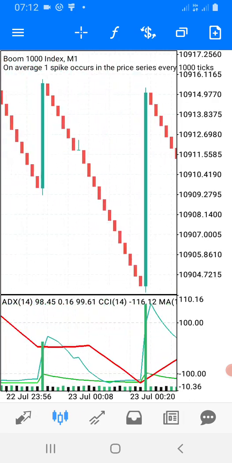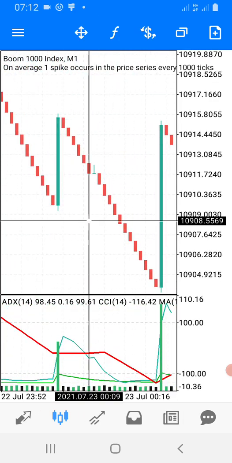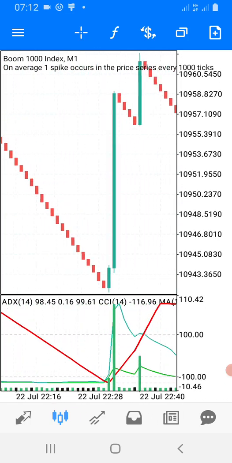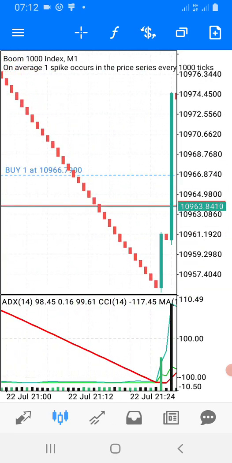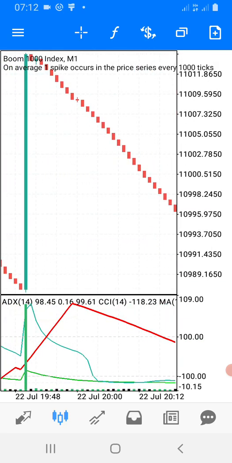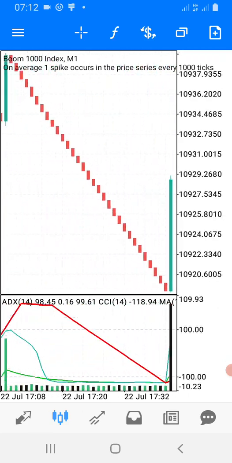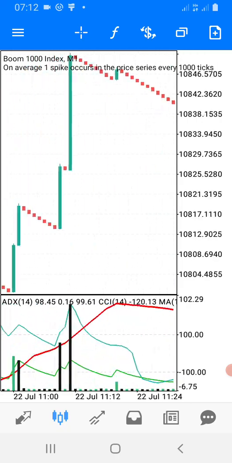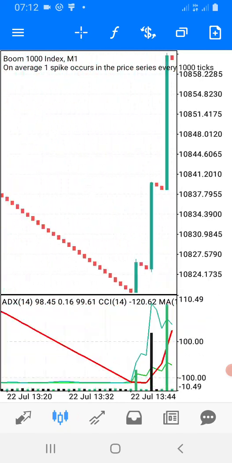I'm going to be giving you strategies that will help you make money. It crosses below, then it spikes. Powerful strategy. It works multiple times. Crosses below, it spikes, continuously. It makes good profits. Catch spikes like a professional.